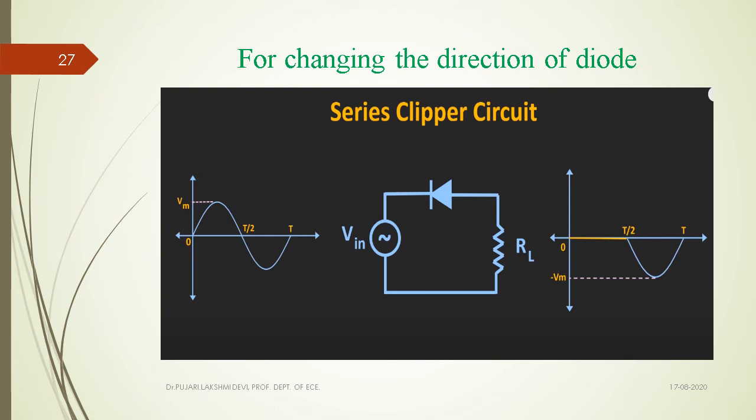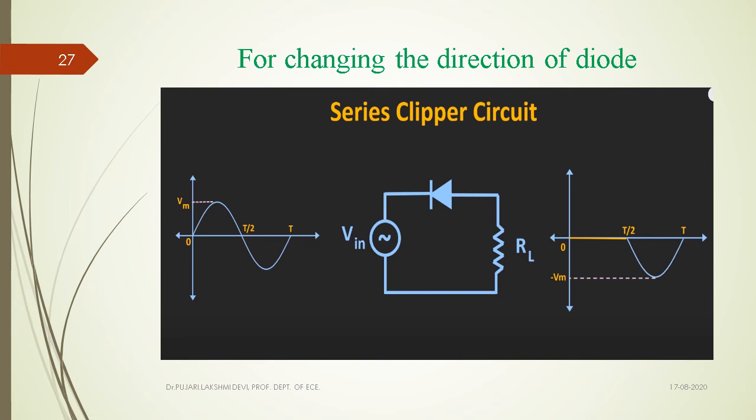Next, a series clipper circuit with the orientation of the diode changed. The negative cathode is connected to the input voltage source, and the anode is connected to the load resistor RL. Now let us see the functionality of the diode. Whenever the cathode is at a higher potential compared to the anode, the diode is definitely in reverse bias. If the diode is in reverse bias, there is no chance of any current flow here. That is, it is open circuited.